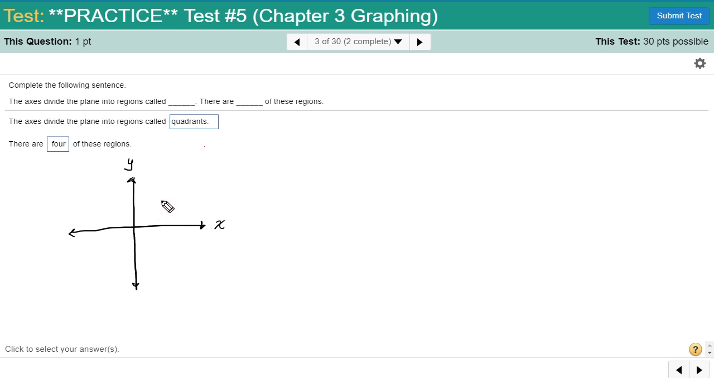We always start in the upper right as quadrant 1, so this would be quadrant 1, and from here we go to quadrant 2, and right below quadrant 2 is quadrant 3.